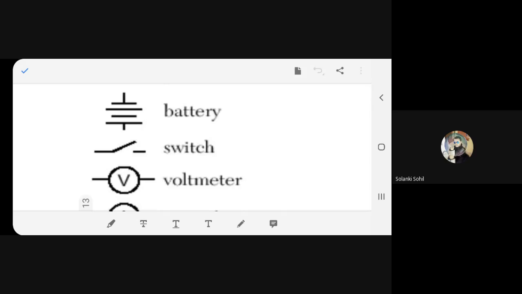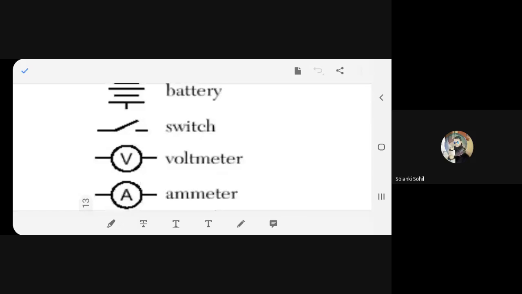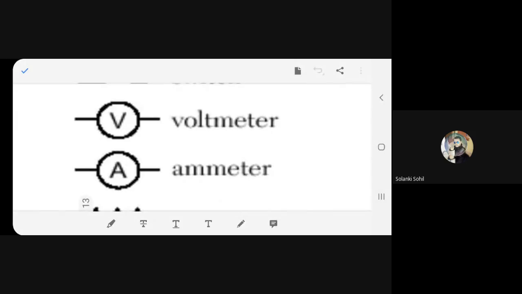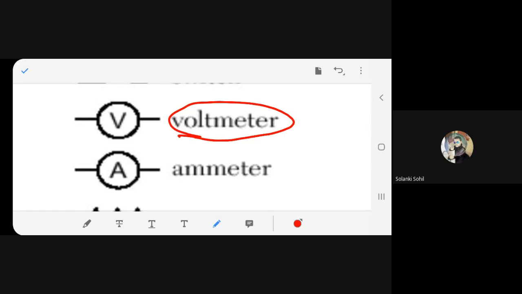Okay? Fine. Now there are other apparatus, devices that we put in the circuit. The first one is, what is it, beta? Voltmeter. So this is V. The second one is ammeter. This is A. So we find out about volts and we find out about current. I is current, measured by the ammeter.